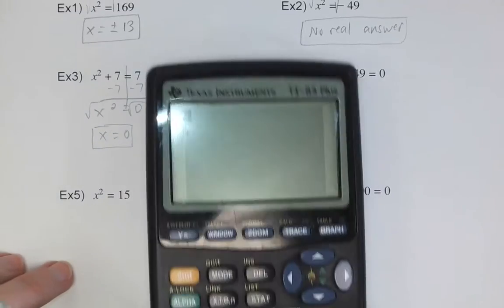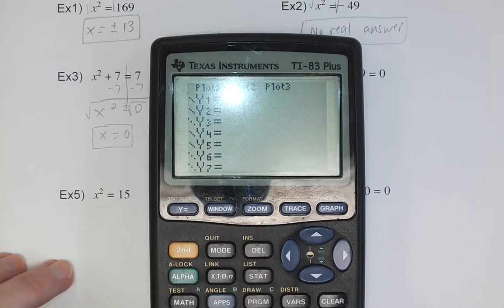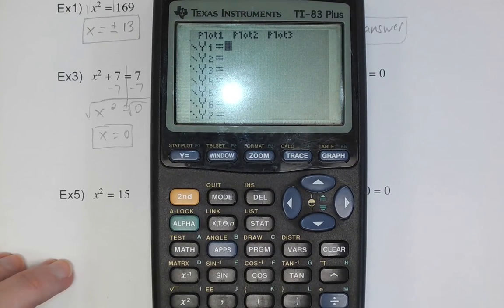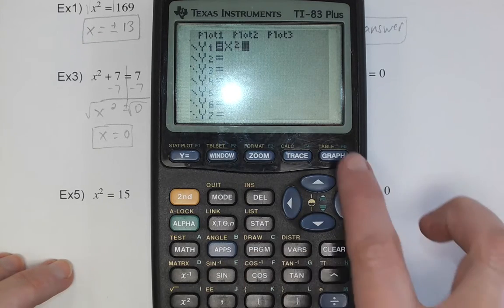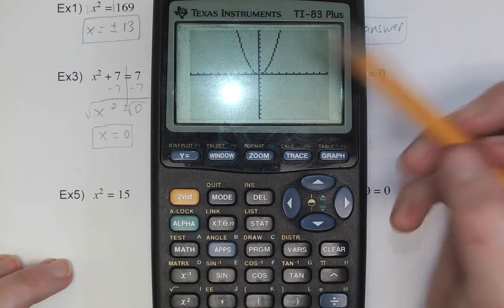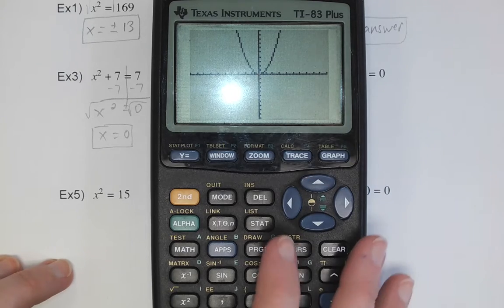And remember, we can always type these in to check and see to make sure our answer makes sense. So if I go to y equals and type in x squared, that's actually the parent function. So the spot that it's touching right there, that's the only 0.